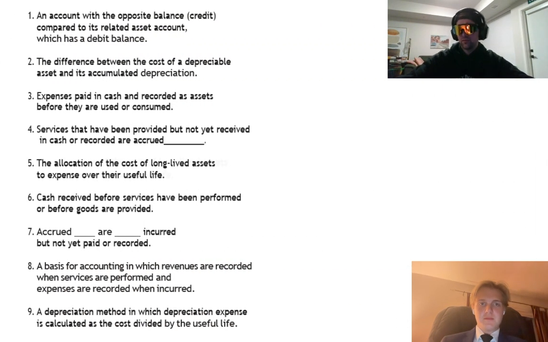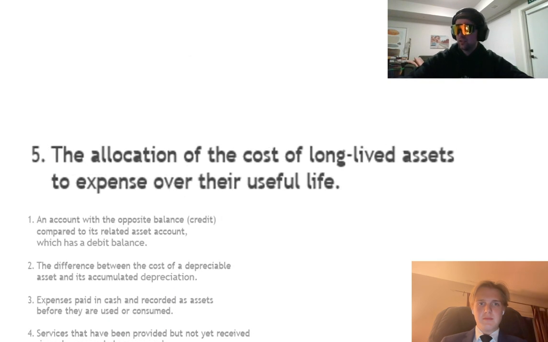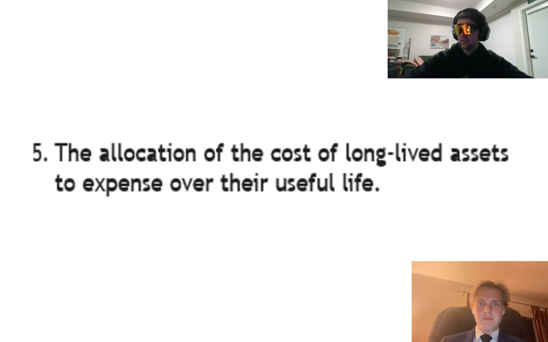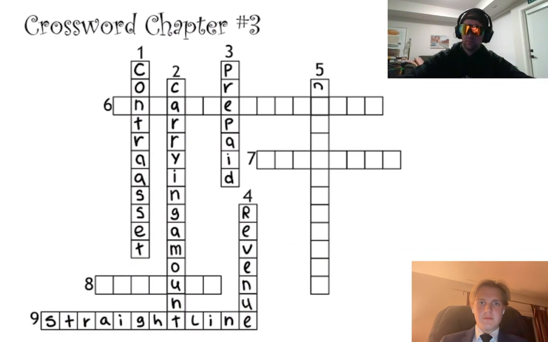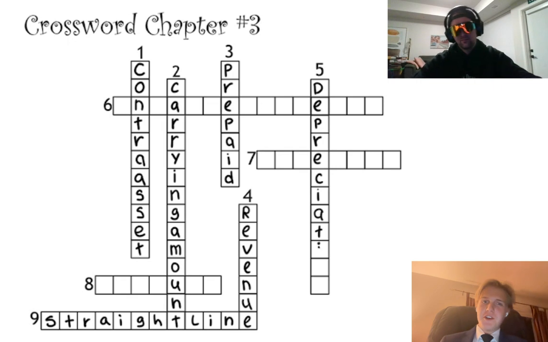Now let's go to the next question. All right. Question 5 says the allocation of the cost of long-lived assets to expenses over their useful life. I'm pretty sure I know the answer to this one. Is it depreciation? Correct, my guy. Depreciation is an accounting practice used to spread the cost of a tangible or physical asset over its useful life.